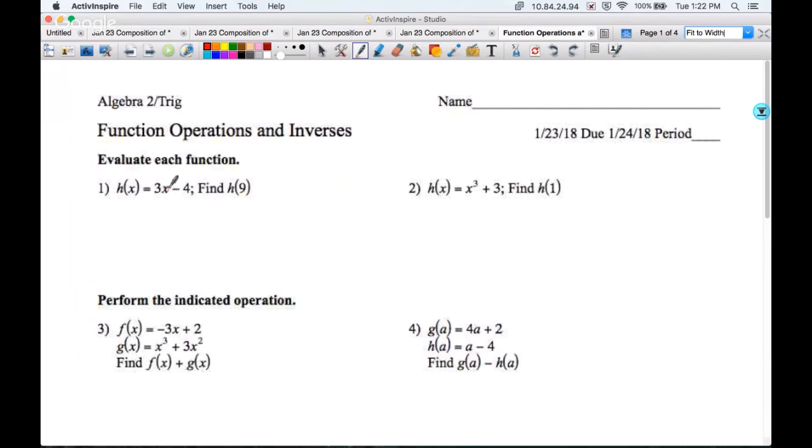So this means between our initial definition here and what we've been told to find, the x has been replaced with a 9. So if the 9 replaces the x here, then it also has to replace the x here. Another way to think of that is that this is a machine that's supposed to take some sort of input x, multiply it by 3, and then subtract 4. Well, we've been told the input is now 9, so we're going to multiply that by 3 and subtract 4 and see what we get.